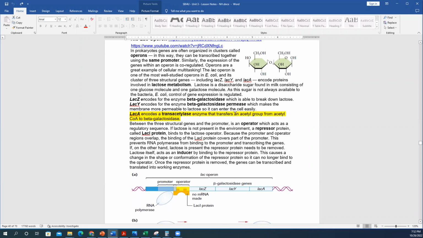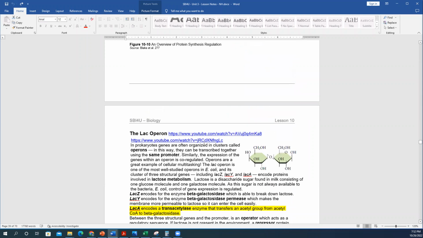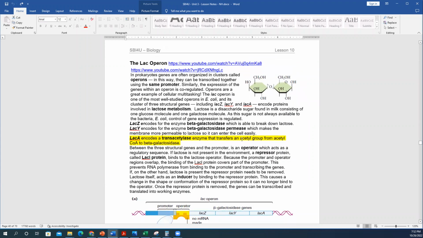So there is a YouTube video again here that will help you jog your memory on the lac operon.